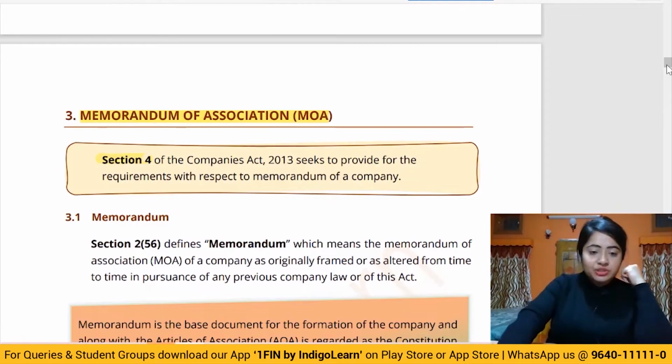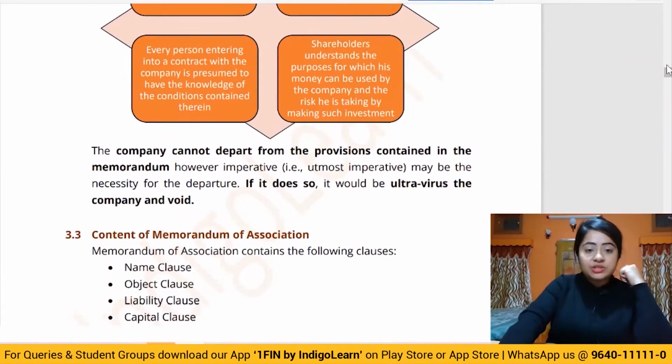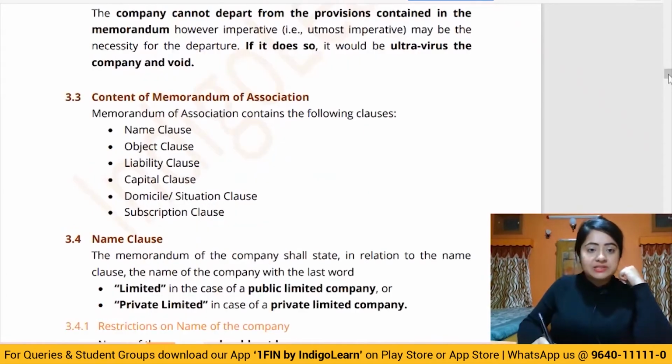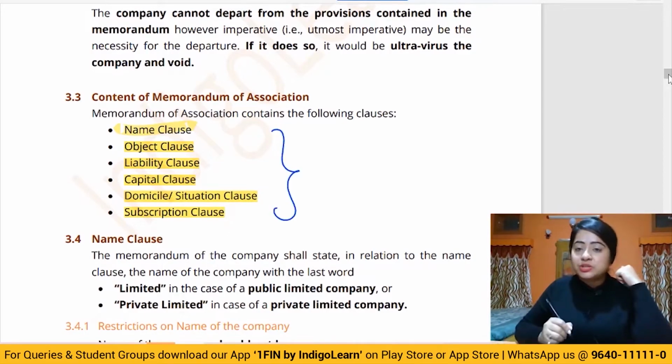So what are the details which are stated in the Memorandum of Association? It has 6 clauses stated in it. These 6 clauses are the name clause, the object clause, the liability clause, the capital clause, the domicile or situation clause, and the subscription clause, right? So these 6 details are to be mentioned in the Memorandum of Association.